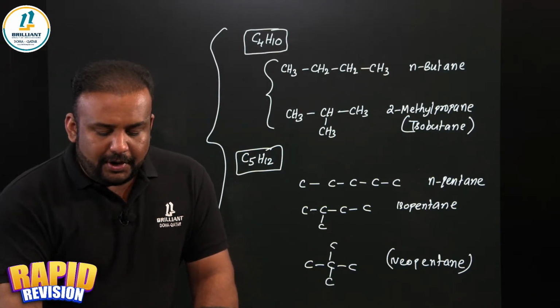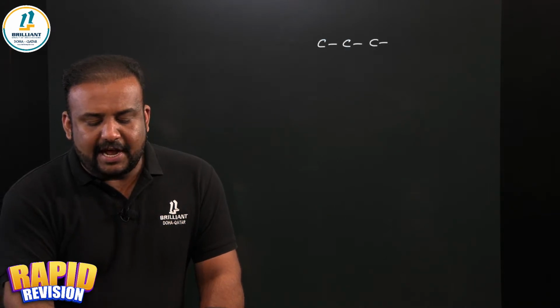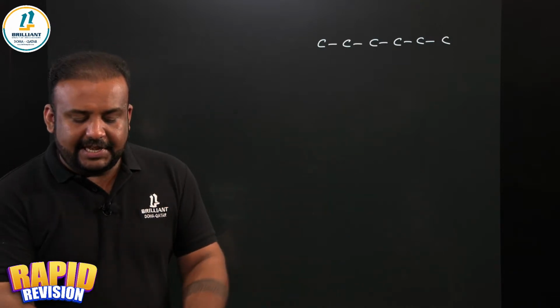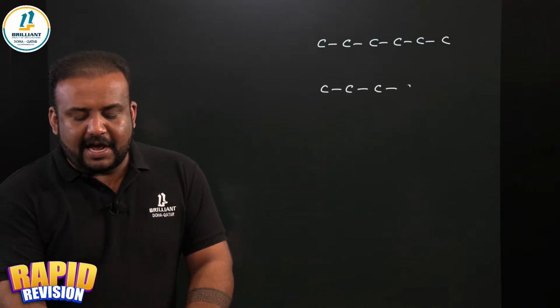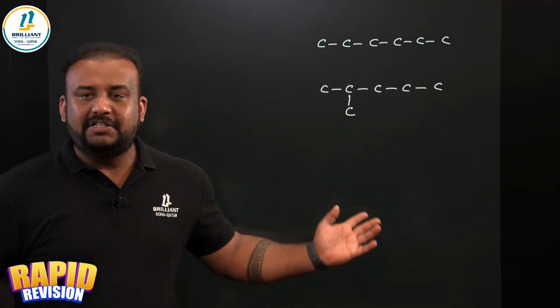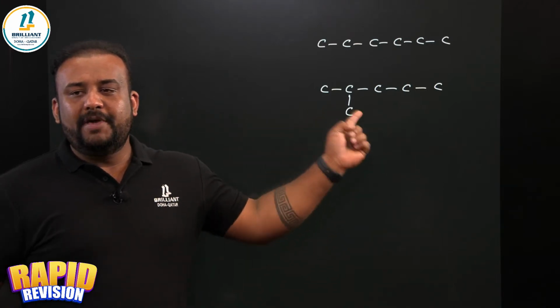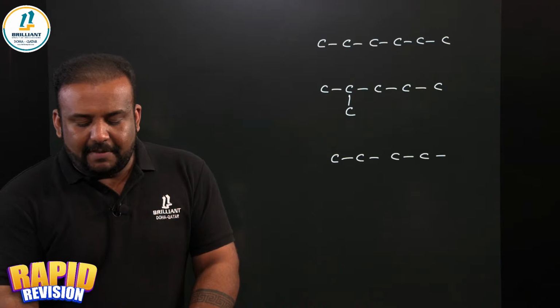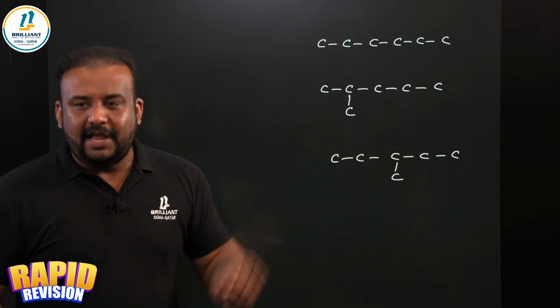If they ask you to draw for hexane, in that case what you do is, first you draw the straight chain of 6 carbons. This will be normal hexane. Then you can reduce 1 carbon from the parent chain and add a branch. What will this be called? 2-methyl pentane. And then you can shift the position of the branch, 3-methyl pentane.